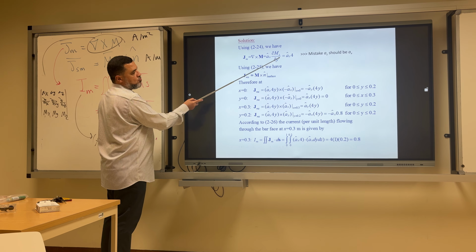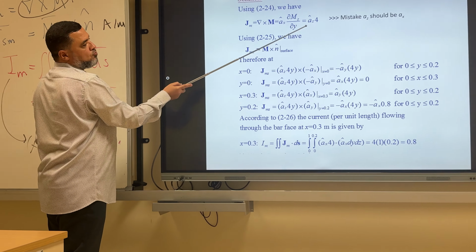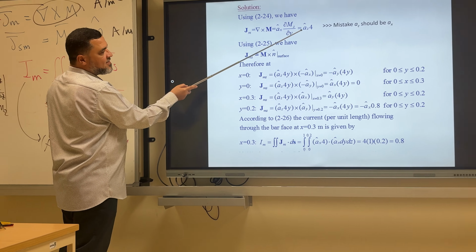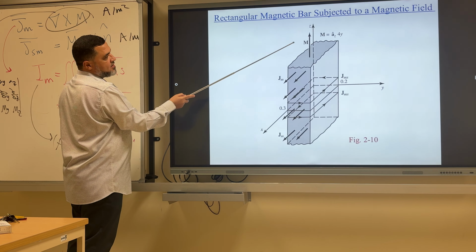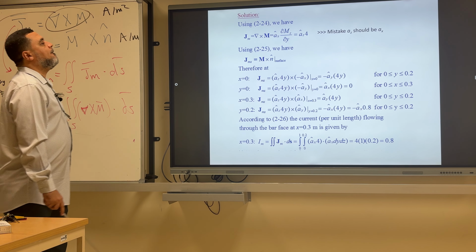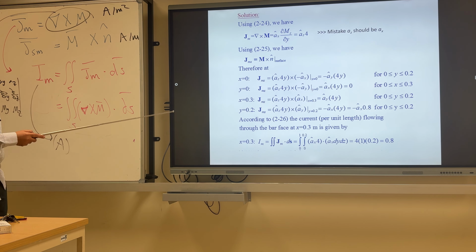So it's only a function of y. So it will be 4 in, there's a mistake here, this should be x, 4 in x direction. If we take the curl of this M, which is directed along az, it will be in x direction. Okay? And then we need to find the current on the surface.